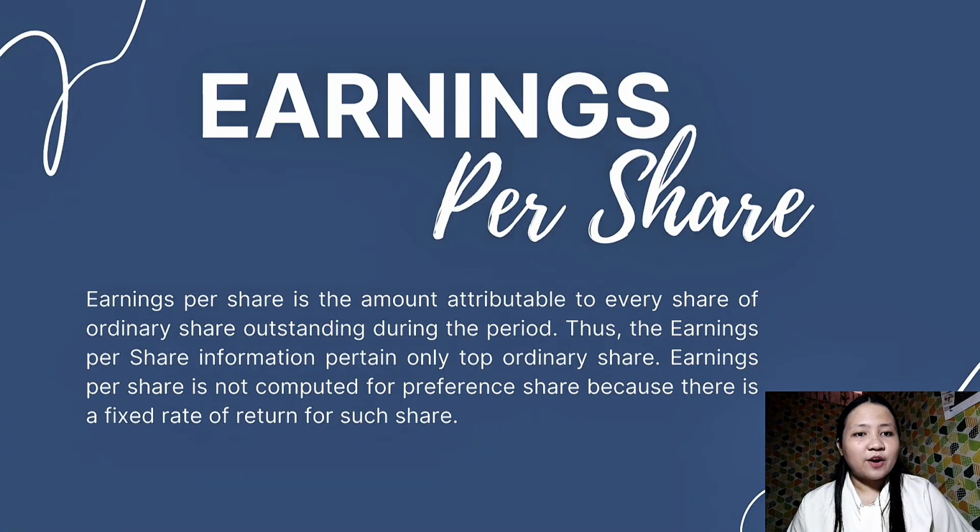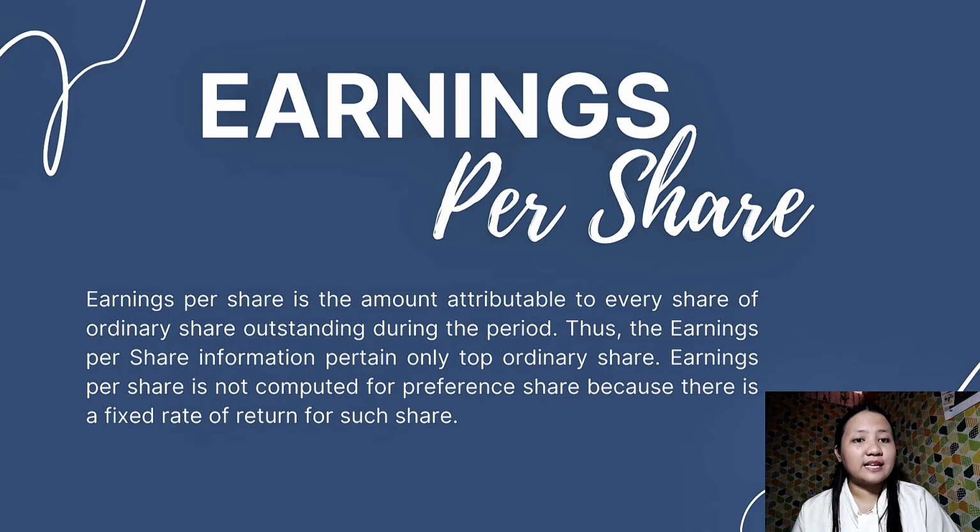So, we will now discuss the other half of chapter 34, which is the earnings per share. So, what is earnings per share? Earnings per share is the amount attributable to every share of ordinary share outstanding during the period. Thus, the earnings per share information pertains only to ordinary share. Earnings per share is not computed for preference share because there is a fixed rate of return for such share.